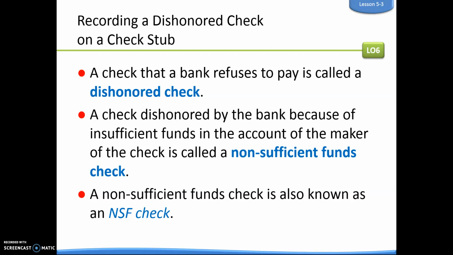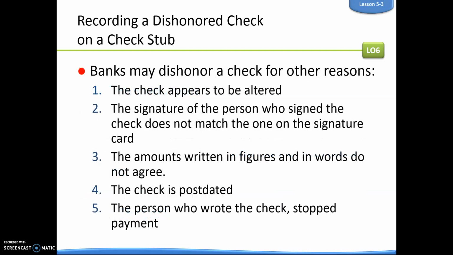You might have written a check for $20, but you only had $10 in your checking account. That would be an example of a non-sufficient funds check. The person you wrote the check to couldn't cash it because you didn't have enough funds in your account. So banks can dishonor a check for several reasons, in addition to having an NSF check.